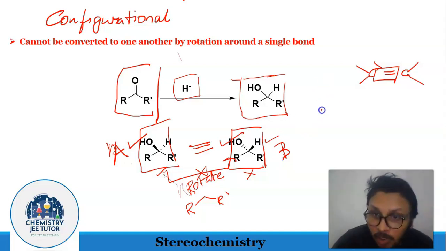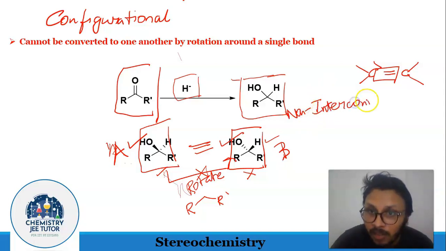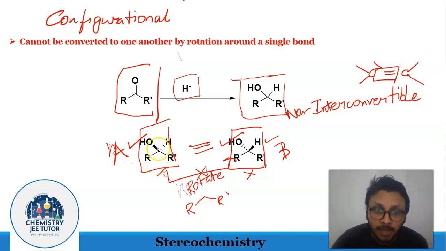Configurational isomers are also known as non-interconvertible molecules. That is, to convert them, you can't just do simple rotation. You have to break a bond. How do you convert this molecule A to molecule B? We can break this OH bond and the H bond, which are above and below the plane, and correspondingly exchange their positions. We can't do it by simple rotation. We have to break the bonds to convert them, and we can't break bonds so easily.